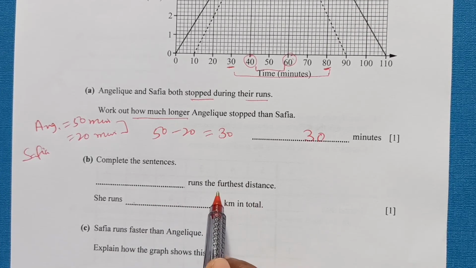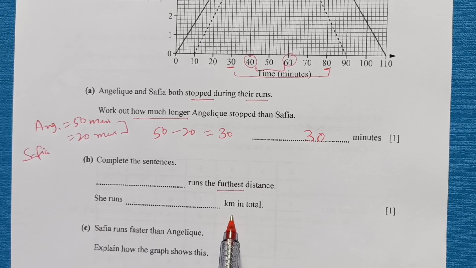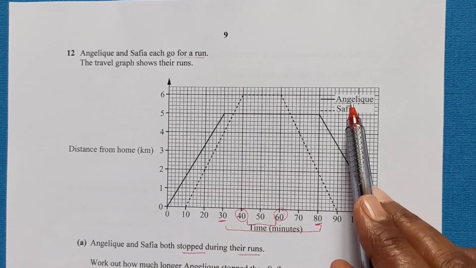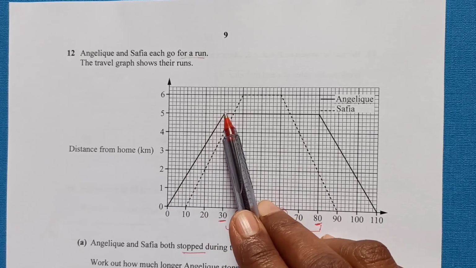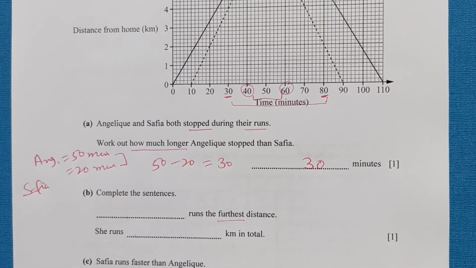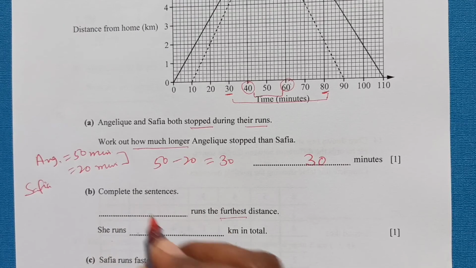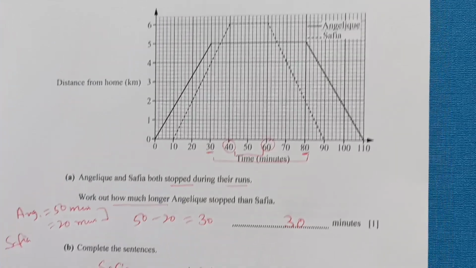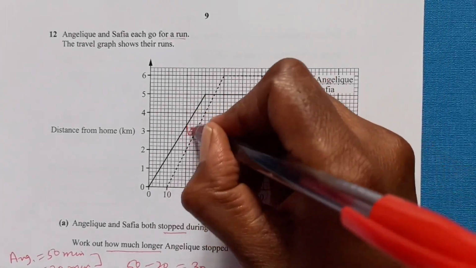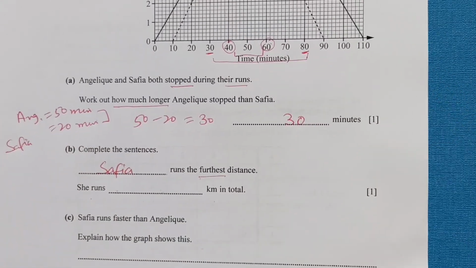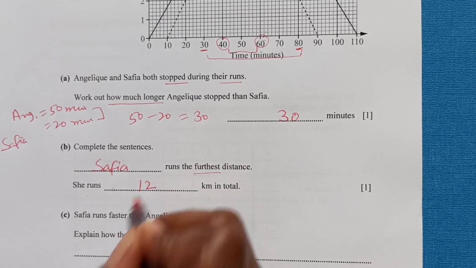Dash runs farthest distance. She runs dash kilometers in total. So who runs farthest? You can see here we have the distance here. So Angelique he went up to 5 and Safia she went up to 6 kilometers. So who runs farthest? So it will be Safia, right? And she runs dash kilometers. So she went 6 kilometers this way and 6 kilometers the return. So total journey is 12 kilometers in total.